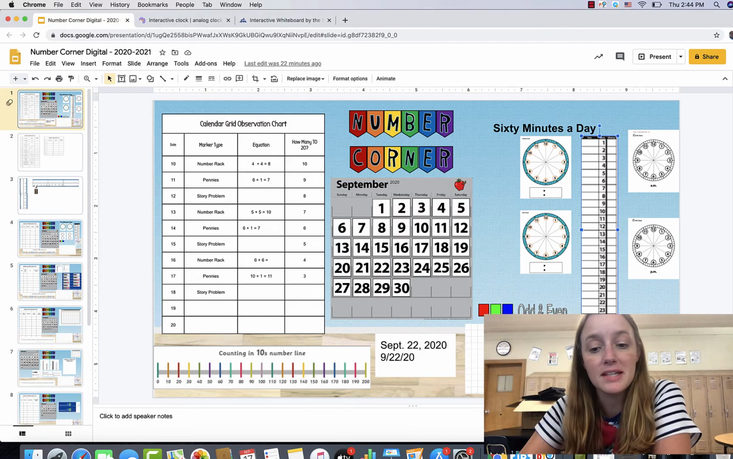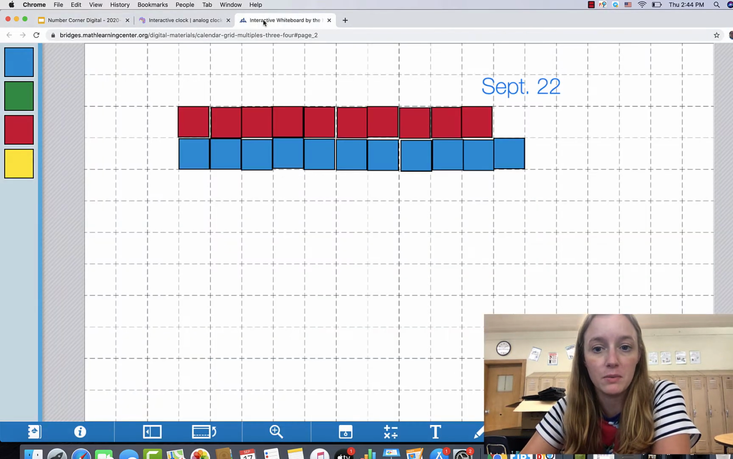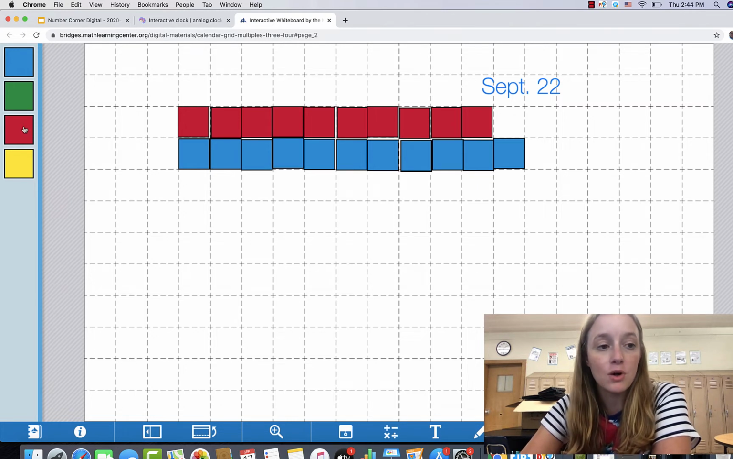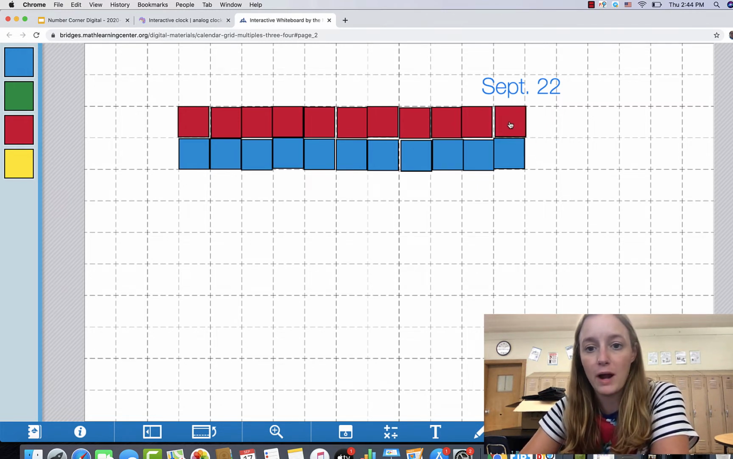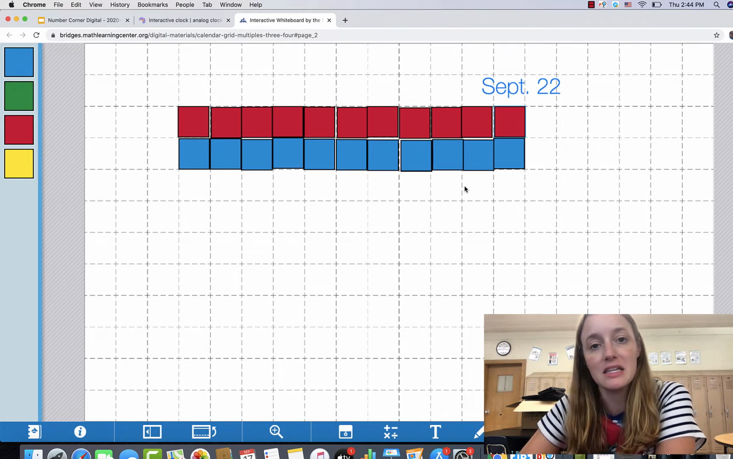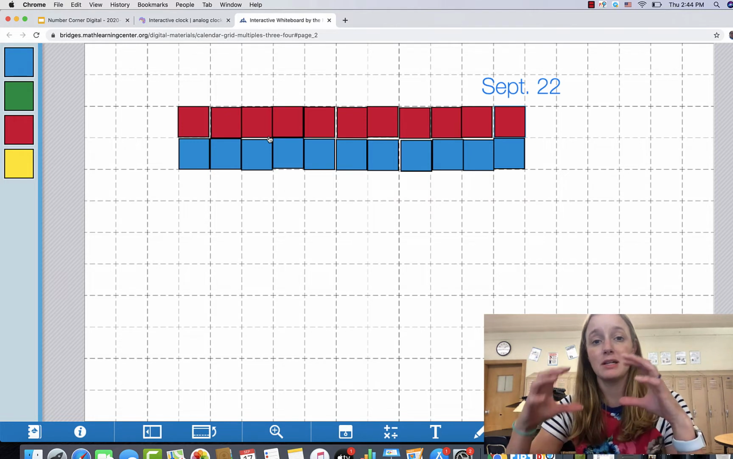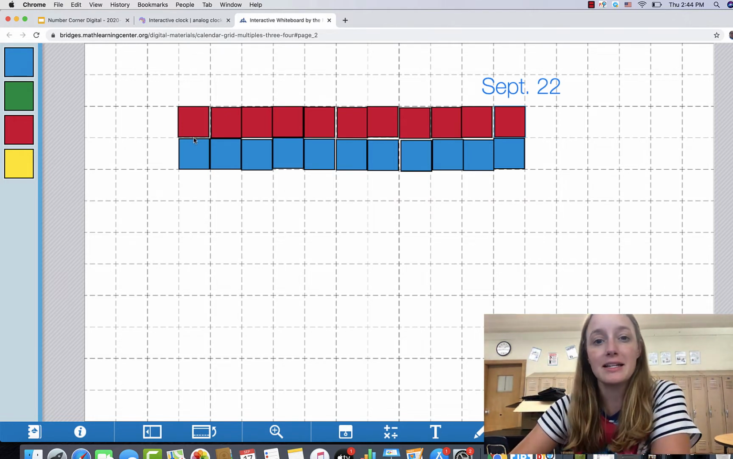All right, we're going to work with this odd and even chart like we've been working with. All right, we have September 22nd already on there. We have 21 counters or markers on here. I need to go ahead and add another red. So looking at this, is this an even or an odd number? I hope you came up with even again, because remember, that's a perfect rectangle and it has the same number.